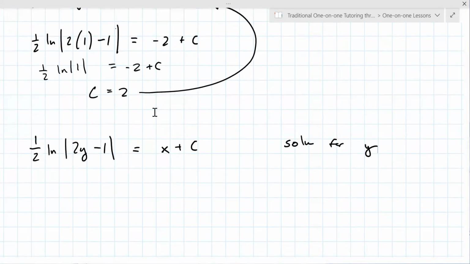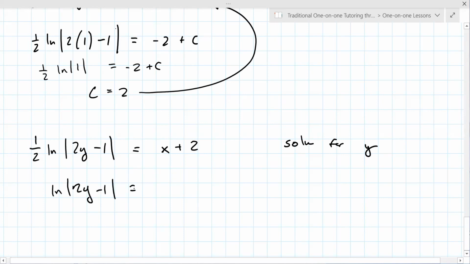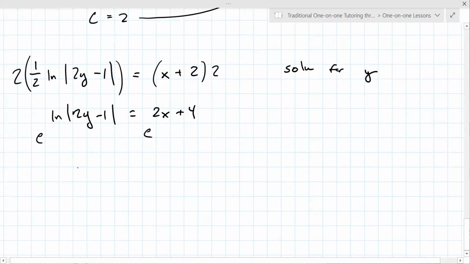Sorry, I didn't put the 2 there. ln absolute value 2y minus 1 equals x plus 2. So you multiply both of these by 2. Then you e both sides. 2y minus 1 equals e to the 2x plus 4.